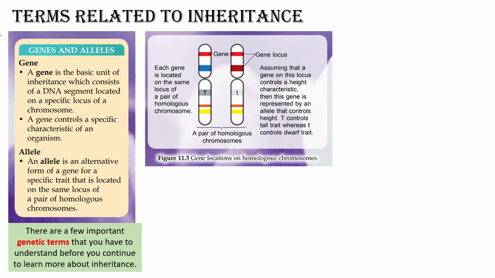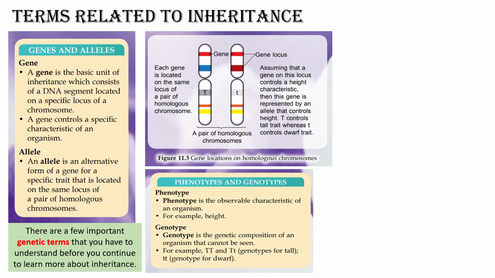Okay, in this video, we are going to look at terms related to inheritance. First, we are going to look at the meaning of gene. It is the basic unit of inheritance, which consists of a DNA segment located on a specific locus of a chromosome.